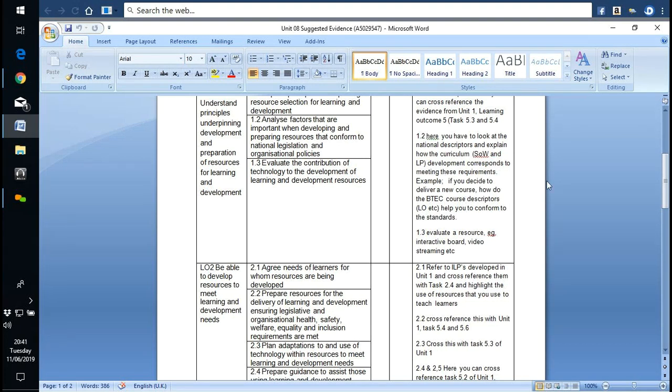I do it very simply and straightforwardly by using those course descriptors and actual assessment criteria to highlight what needs to be done.